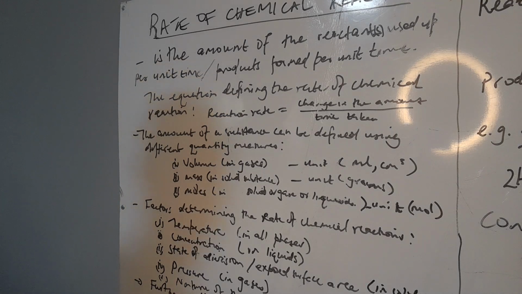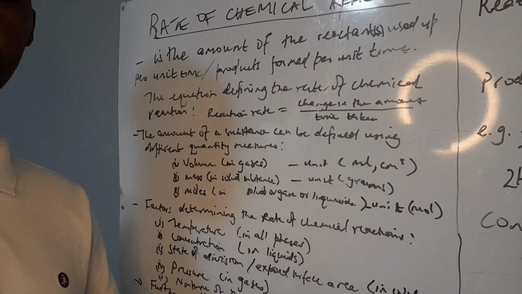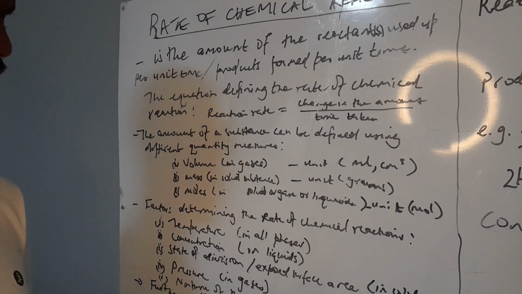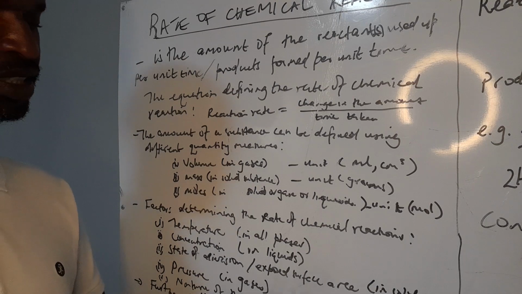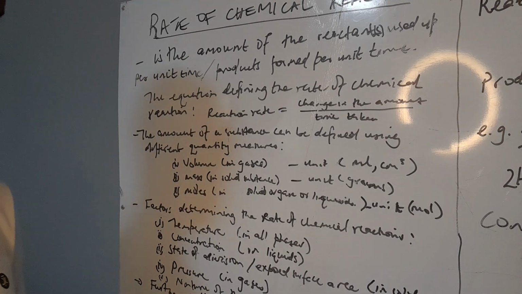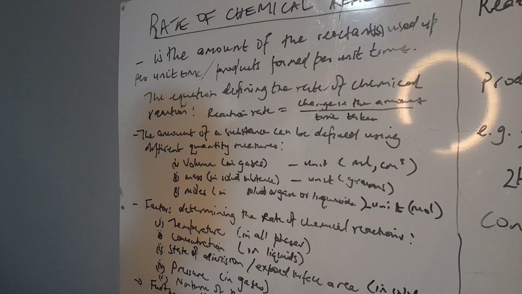Explained further, the temperature affects reaction rates. How does it affect the reaction rates? If the temperature is higher, there's going to be a higher reaction rate in all the phases of matter. And if the temperature is lower, then the reaction rate will be lower. Again, with the concentration, the higher the concentration, the higher the reaction rate, and the lower the concentration, the lower the reaction rate.